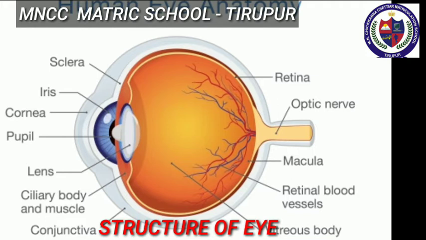Next one, ciliary muscles. It helps to change the focal length of the eye lens according to the position of the object. Next, last one, eye lens. It is the important part of human eye. It is convex in nature.